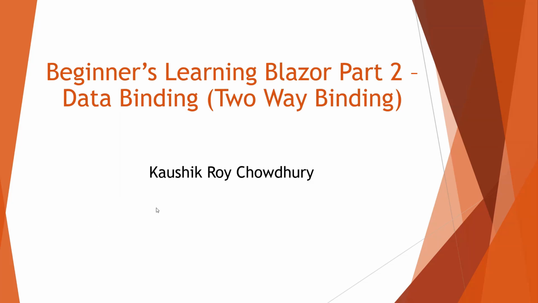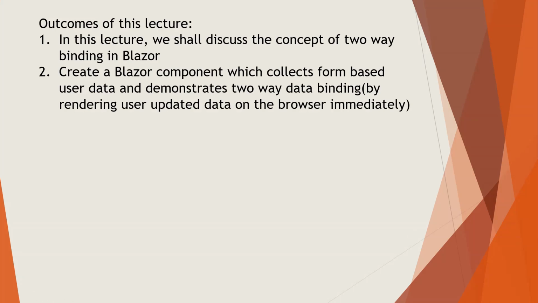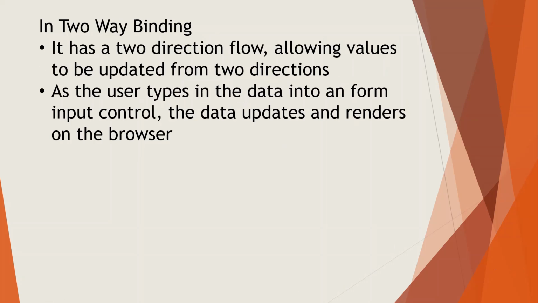Welcome all. So today I'm going to take part 2 of my beginners learning Blazor series, and we are going to discuss two-way data binding. The outcomes of this lecture are that we shall discuss the concept of two-way binding in Blazor and create a Blazor component which collects form-based user data and demonstrates two-way binding by rendering user updated data on the browser immediately.